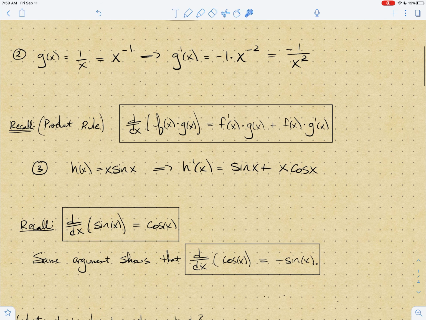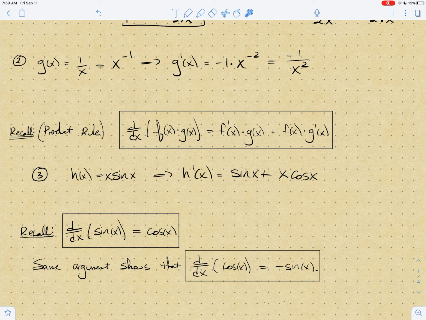All right, so let's break this video here. In the next video, we're going to ask ourselves, how can we take the derivative of a quotient of functions? And we're going to learn the quotient rule. It's exciting.